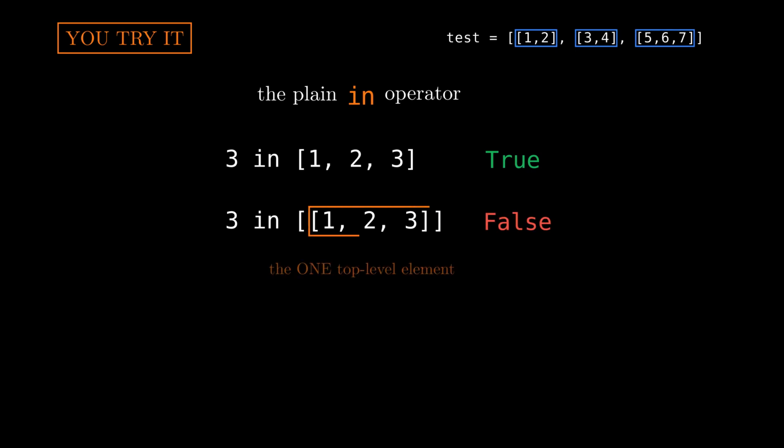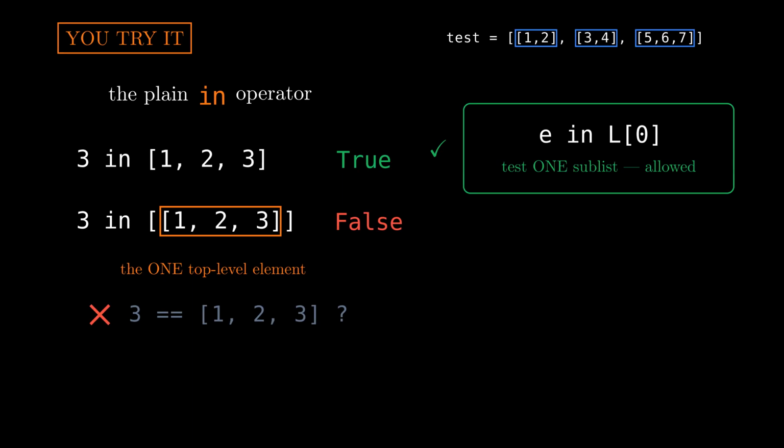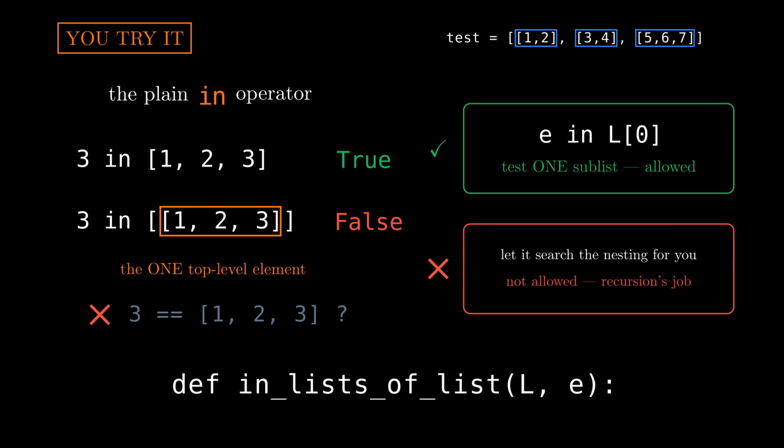is false. At the top level, in compares 3 against the inner list itself, a top-level equality check. And it never looks inside. So the ground rules: you may use in to test whether the element sits inside one particular sublist, but not to search the nesting for you. That part is the recursion's job. The function is called in list of lists, and it takes the list of lists L and the element E.